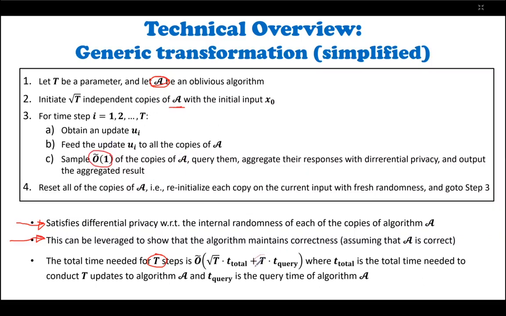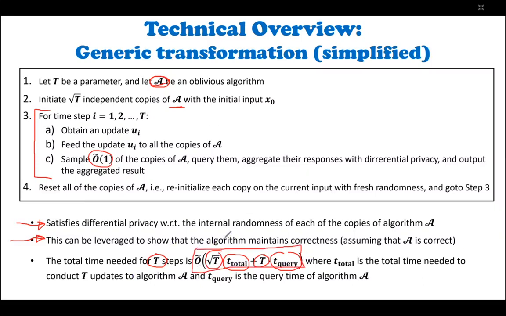So during each time step, we query a constant number of the copies, so T times the query time. And throughout the complete phase of step 3, we have root T copies. Each of them, we pay T total time, where T total is the total time needed for all of the T updates throughout this phase. So that's our total runtime for a phase.